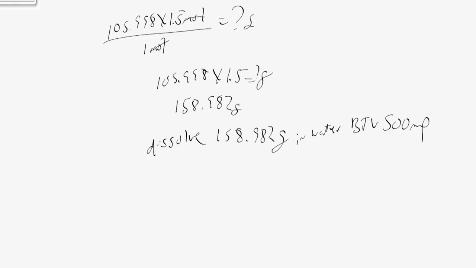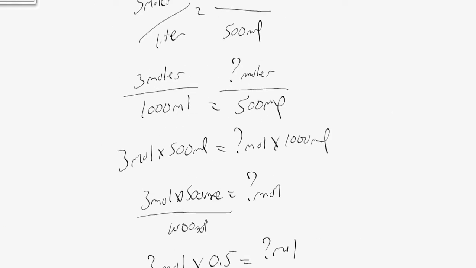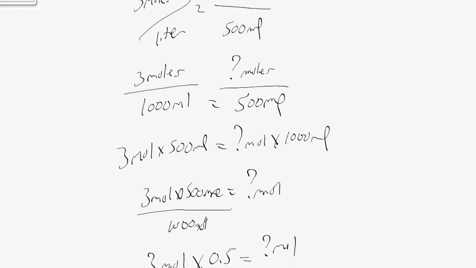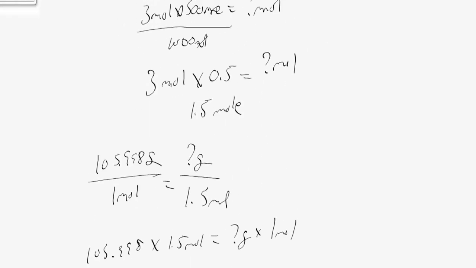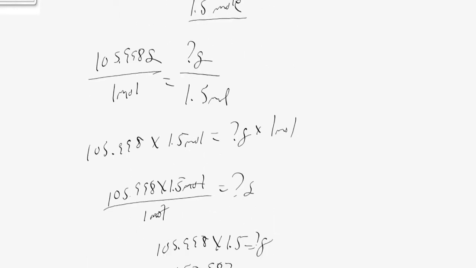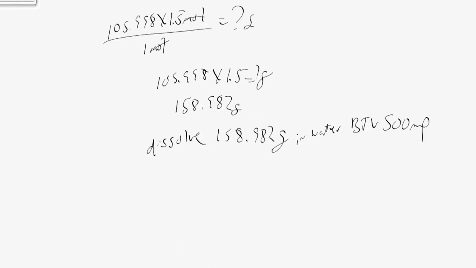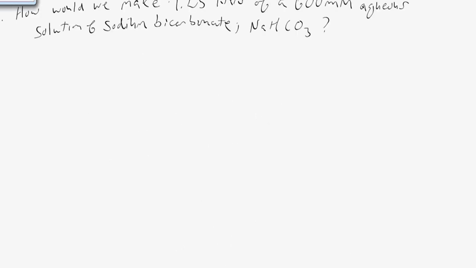Right. So, if 1 per liter, 3 molar is equal to 3 moles per liter. So we're wanting a 3 molar solution. Now, if there's 3 moles per 100 mils, how many moles are there in 500 mils? So we've got 3 moles.